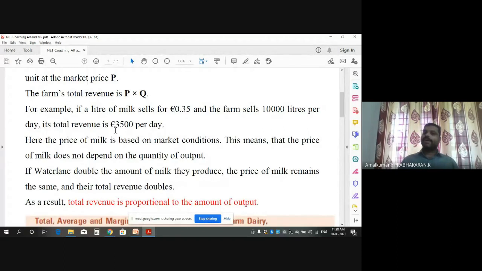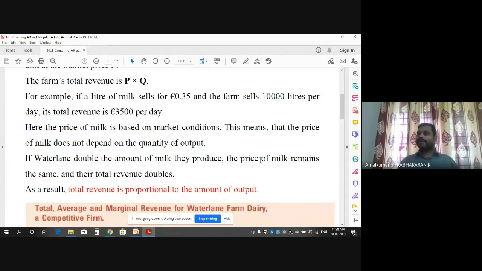They can make 3,500 euro per day. If the farm doubles its production from 10,000 to 20,000 liters, the price remains the same due to market conditions, 0.35 euro, so they can make more profit. The revenue will increase, so their total revenue doubles.